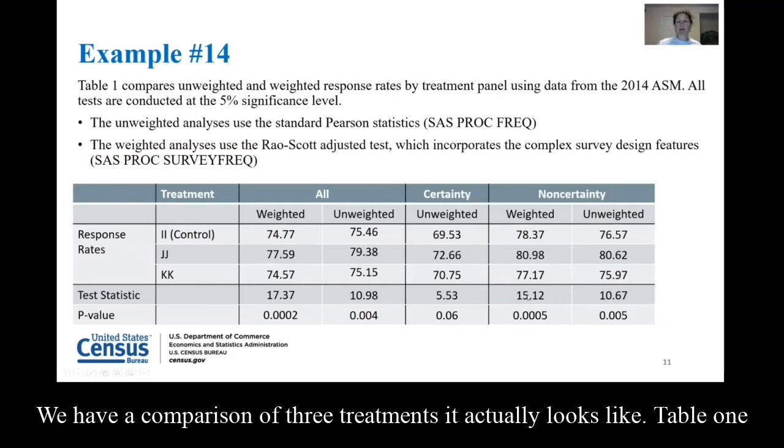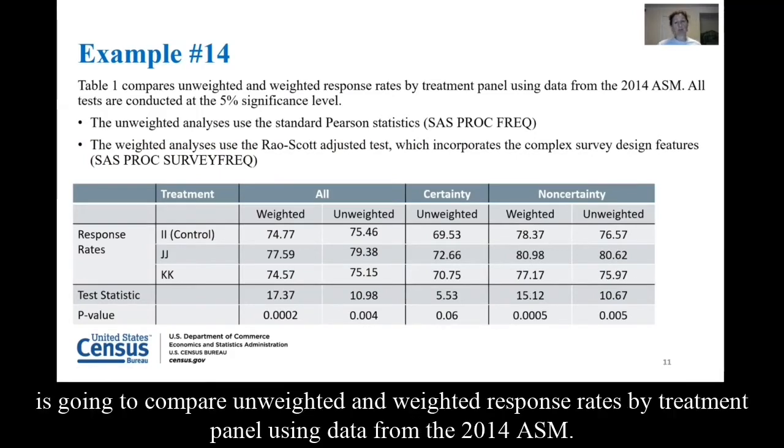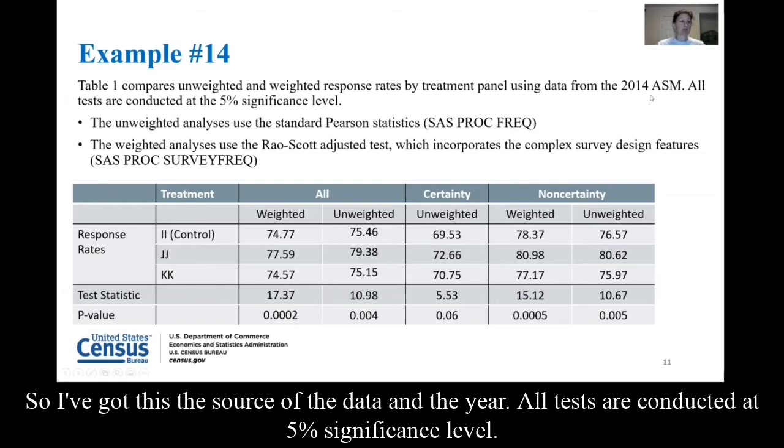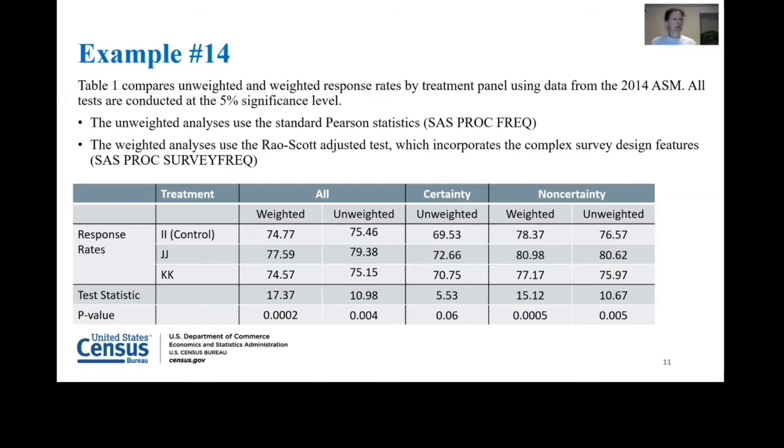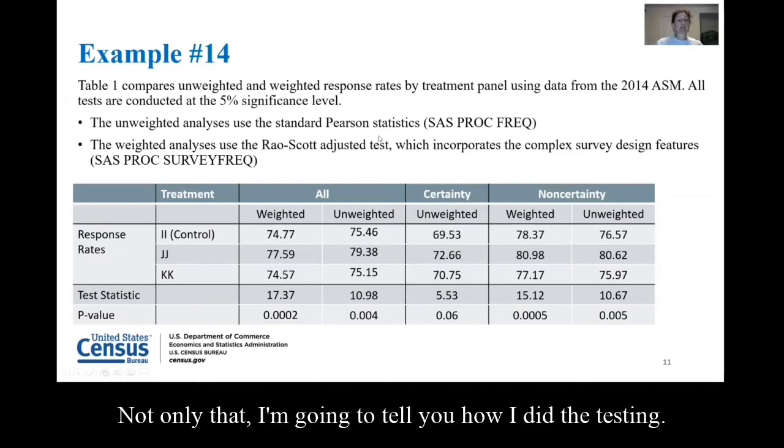Here we have a comparison of 3 treatments, actually, it looks like. Table 1 is going to compare unweighted and weighted response rates by treatment panel using data from the 2014 ASM. So I've got the source of the data and the year. All tests are conducted at a 5% significance level. This is magnificent. I've given you my source. I've given you my treatments. I've told you what the statistics are. Not only that, I'm going to tell you how I did the testing.